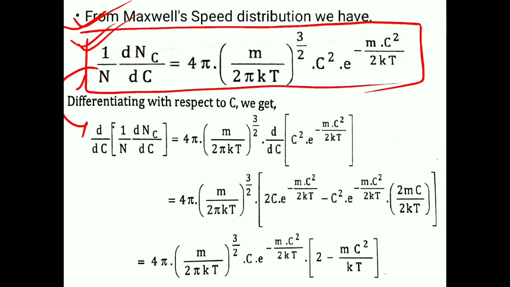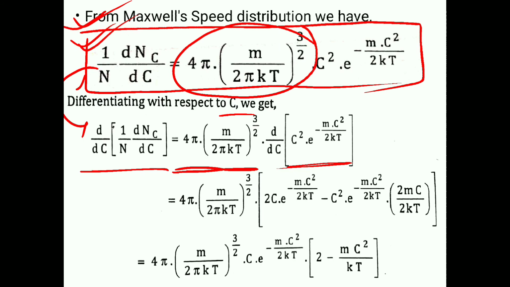Next, we differentiate it with respect to c. Then we get d/dc of (1/n dn_c/dc) equals 4π (m/2πkT)^(3/2) times d/dc of c² e^(−mc²/2kT). Here 4π (m/2πkT)^(3/2) is taken out of the differentiation because it is all constant. So now we differentiate only c² e^(−mc²/2kT).